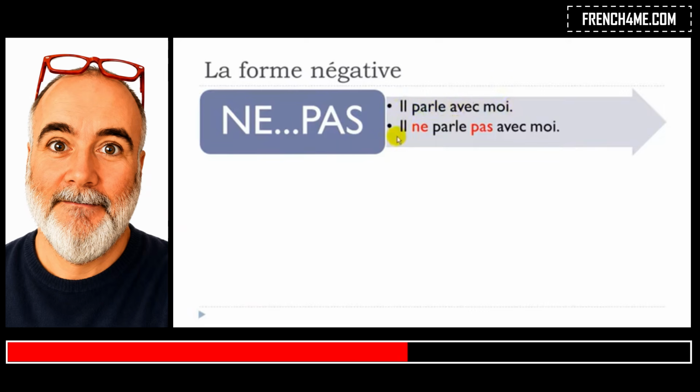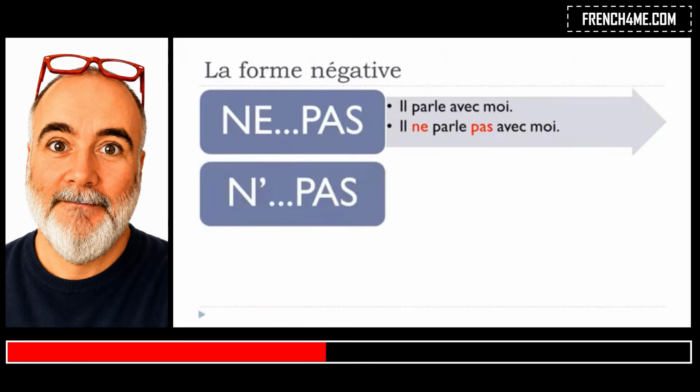So if you want to put the negative form of this sentence, remember, first part ne, before the verb, then you put your verb, parle. Basically, you don't change it, just put it there, parle. And after that, you put the second part, pas. Then you get the sentence, il ne parle pas avec moi. And that's it. You've got your negative sentence here.